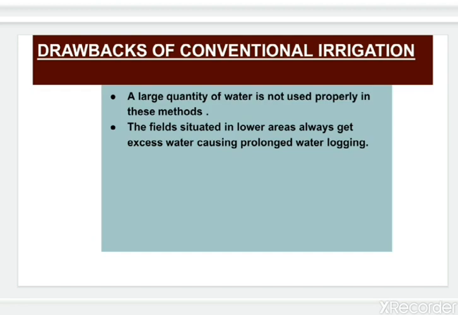Now we will learn all the drawbacks or disadvantages of these conventional methods of irrigation like well, tank and canal. First, a large quantity of water is not used properly in this method. The second is that the fields which are situated in the lower areas always get excess water, causing prolonged waterlogging.